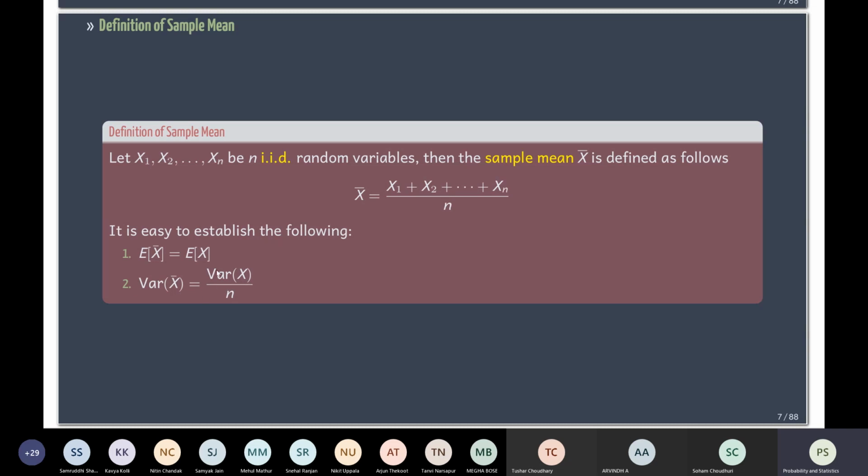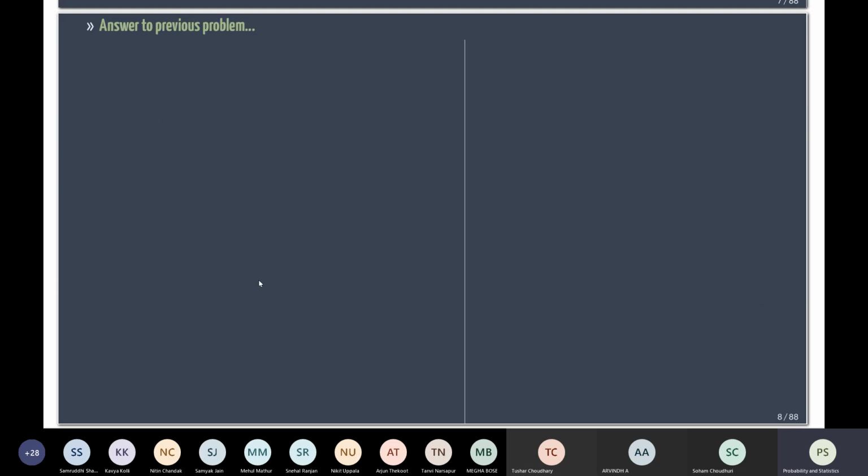And similarly, we can prove that the variance of the sample mean is the variance of x divided by n. I leave it up to you to establish this. Again, straightforward, because the variance will also be the variance of x1 plus the variance of x2 and so on. So you can establish this fact.